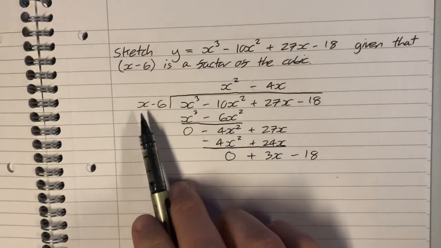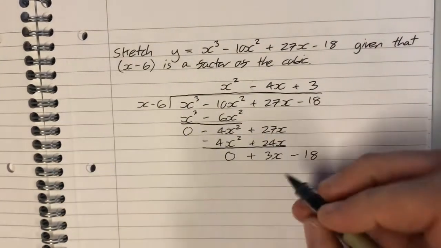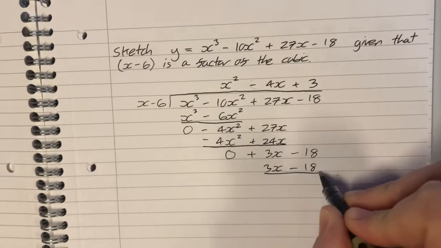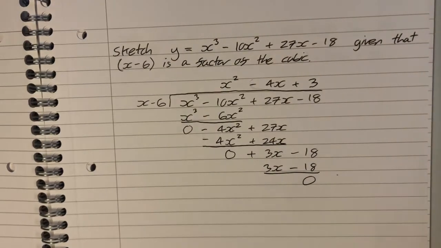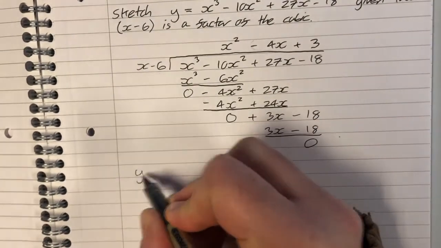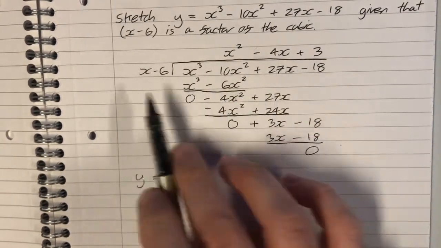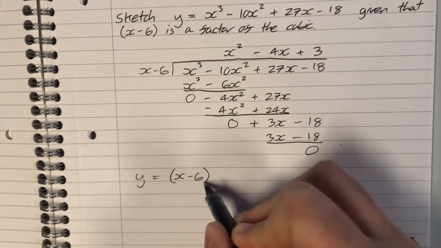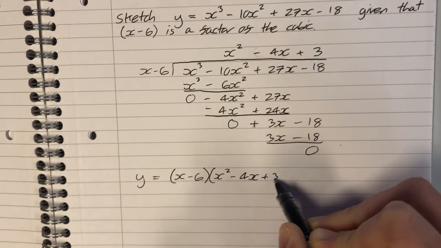And the last step then, what do I times by x to get to 3x? Well, that's plus 3. That times that is going to be 3x minus 18. Subtract the two, no remainder, so that is a bit of reassurance that I've done it all correctly. Okay, so that means that then I can write y, instead of being equal to this cubic, I can now say is equal to this linear times this quadratic. So that's x minus 6 multiplied by x squared minus 4x plus 3.